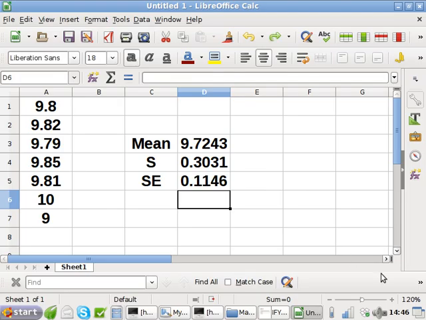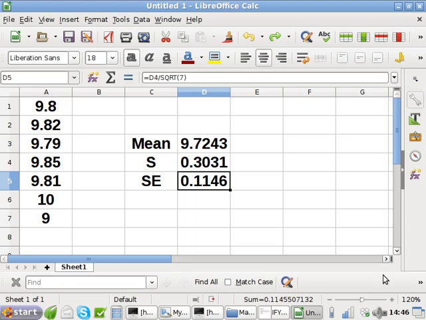So instead of using standard deviation for these types of problems, we use standard error. What is the mean here? 9.7. Standard error, 0.11. So in physics, what would we say is our estimation for the value here? We would say 9.7 plus or minus 0.11. But in maths, we could use a 95% confidence interval.